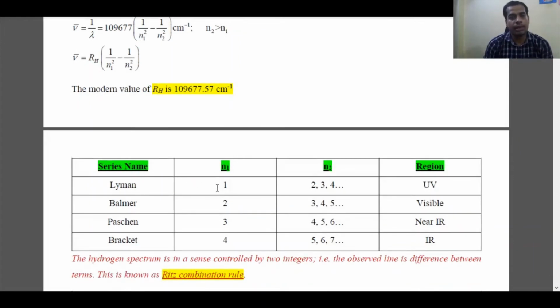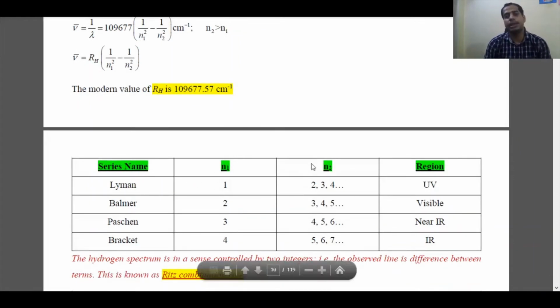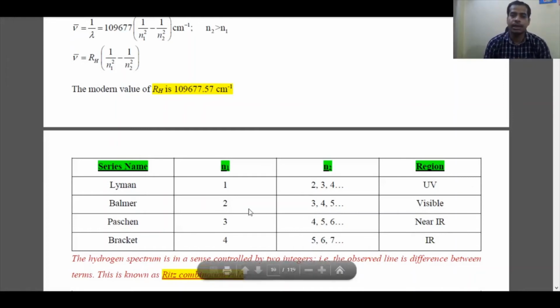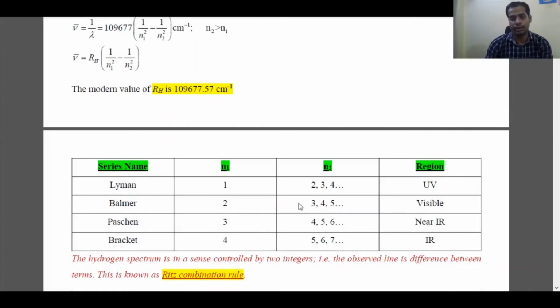n1 can have values 1, 2, 3, 4 and so on. When n1 is 1, n2 can have values 2, 3, 4 and so on, meaning the electron is jumping from orbit 2 to 1, orbit 3 to 1, orbit 4 to 1. Those kinds of series are known as the Lyman series, and it appears in the UV region. Similarly, for the second series, n1 is 2. The initial state of the electron is n2 equal to 3, 4, 5, and it jumps back to n1, which is 2, the first excited state.